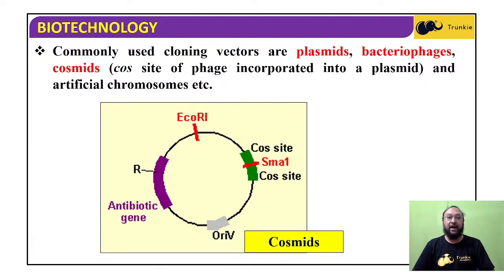So here are the EcoRI and SmaI sites and the cos site. This is the case of cosmids, bacteriophage cosmids, combining a plasmid with a cos site. This is how it is formed.